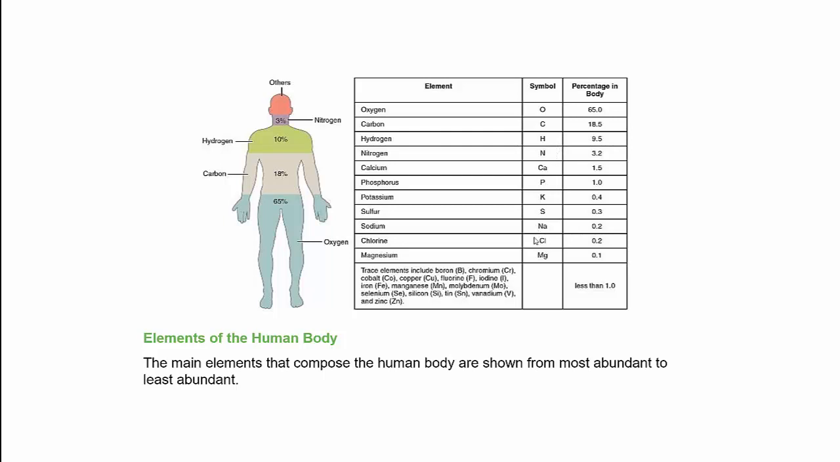The others are also quite important: calcium, phosphorus, potassium, sodium, chloride. They're going to be seen when we look at cell function. But again, what makes up pretty much the bulk of the mass of the human body is going to be oxygen, carbon, hydrogen, and nitrogen in that order.